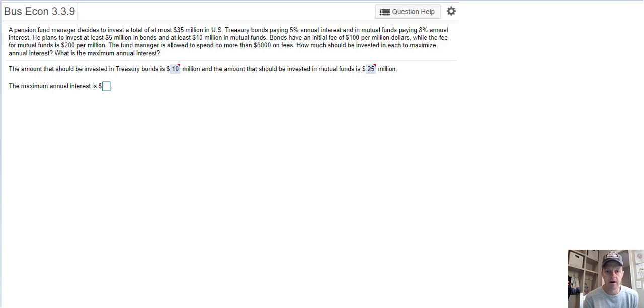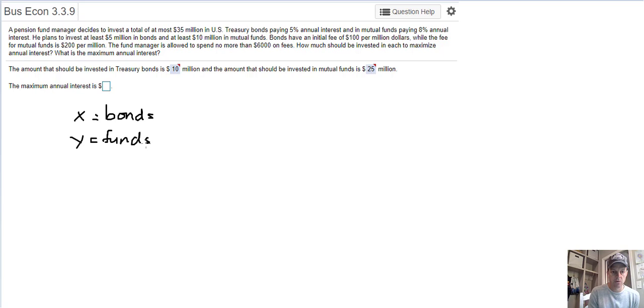Alright, this is an involved word problem where we're going to use linear equations to set up this situation so it can be maximized. Let's start by writing equations. The first thing we should establish is that this is about bonds and mutual funds. Let's call x our bonds, and we'll call y the mutual funds.